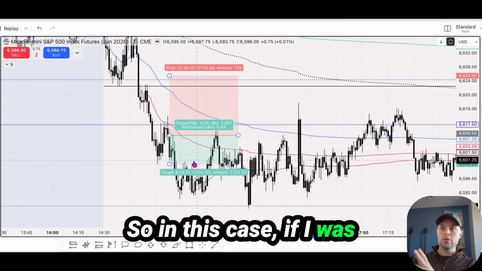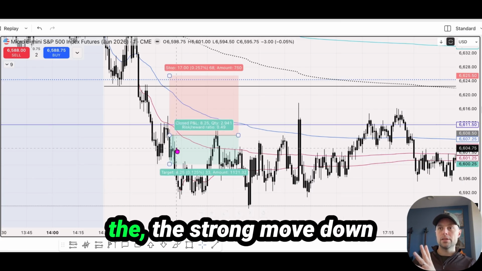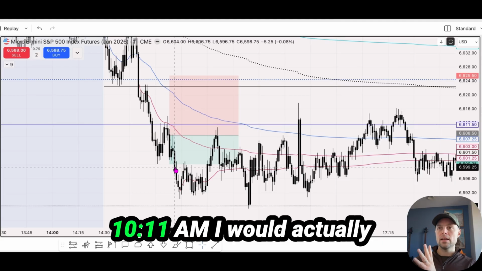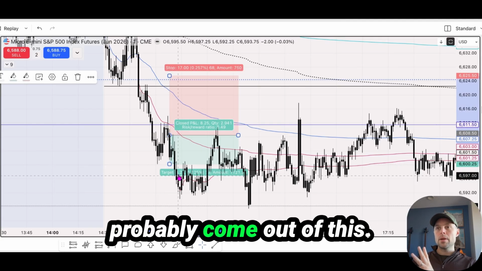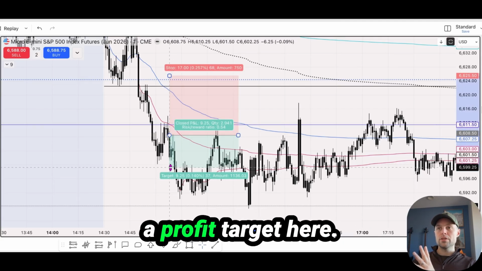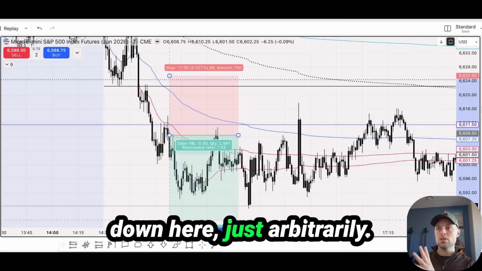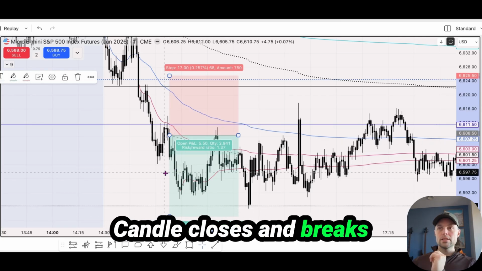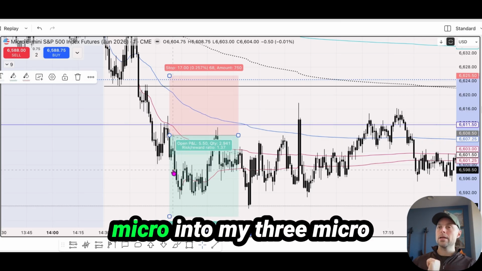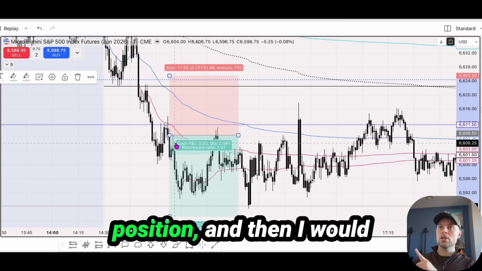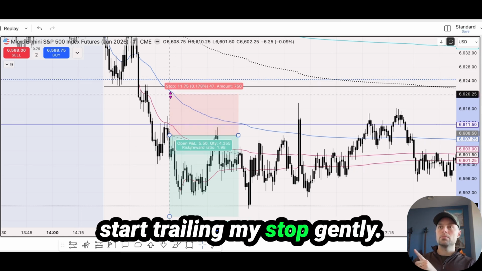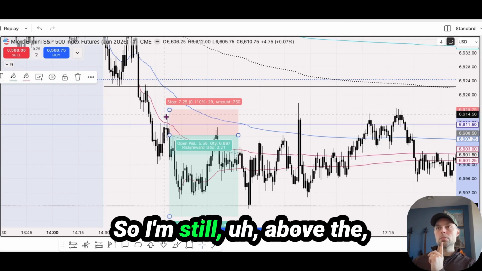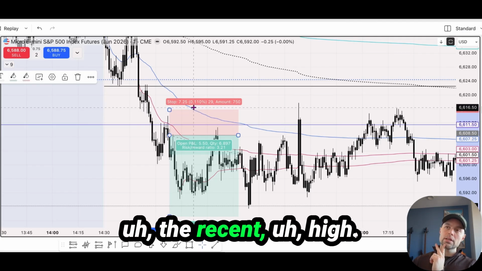So in this case, if I was trading this and I saw the strong move down in this candle here at 10:11 a.m., I would probably come out of this. I wouldn't have a profit target here. I would set it somewhere down here, just arbitrarily. And as this candle closes and breaks the low of day, I would probably add another micro into my 3 micro position. And then I would start trailing my stop gently, based on the candle structure, maybe down to here, so I'm still above the recent high.